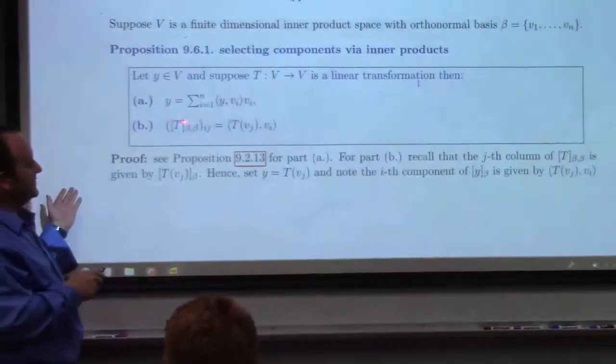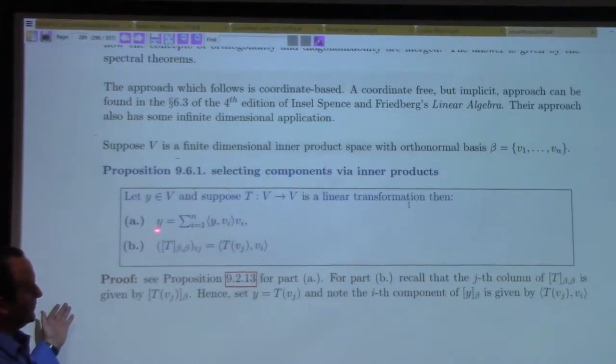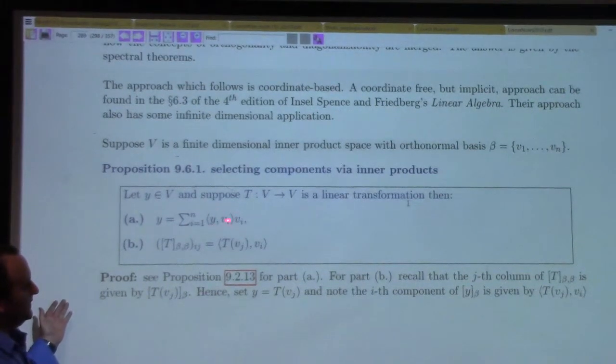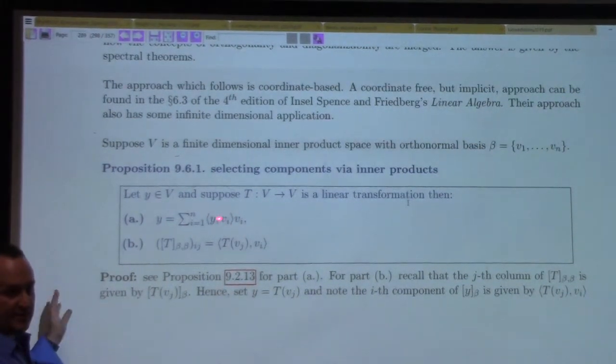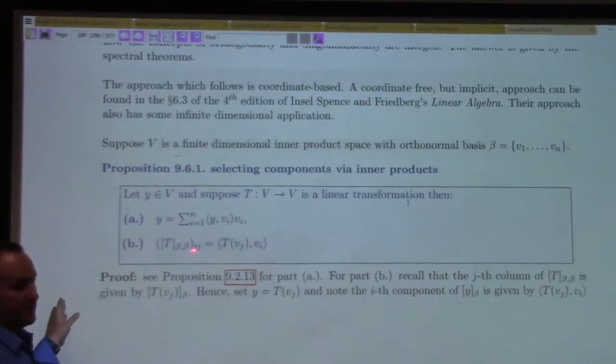First of all, we talked about this before. I'm saying that if you have an orthonormal basis, then you can find the components with respect to that basis by taking the inner product. We derived this the other day. This down here is saying the same for the ijth component of the matrix. You can calculate the ijth component of the matrix by taking the image under the transformation of Vj against Vi.